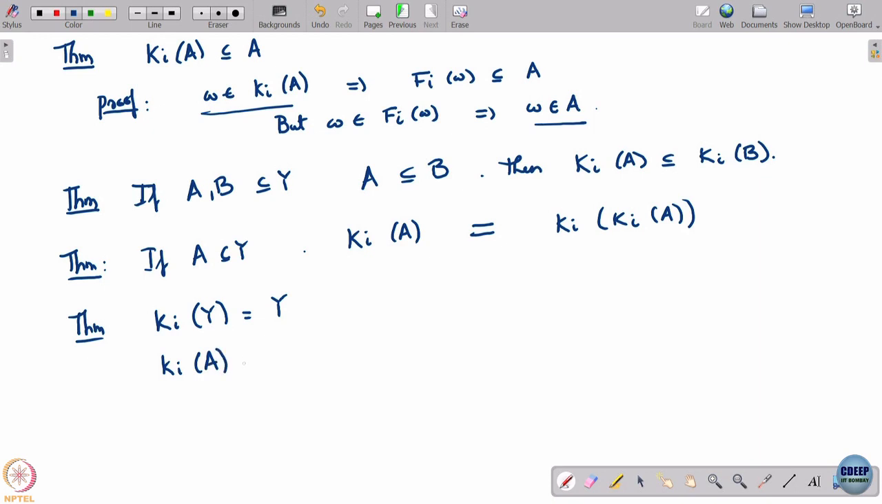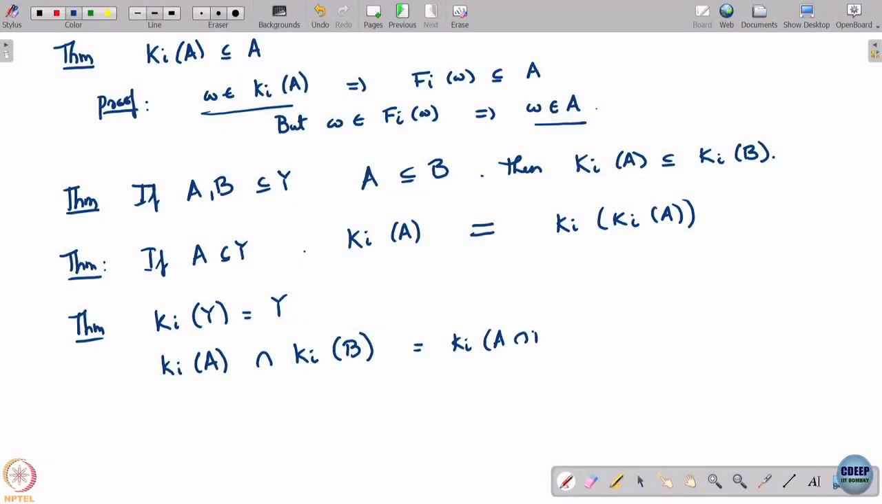Suppose A and B are two events, then what is this? Player I knows that A has occurred, player I also knows that B has occurred. So when player I knows that A has occurred and knows that B has occurred, he can put 2 and 2 together and knows therefore that A and B have both occurred. We are not proving this, it is very easy to prove. I'm skipping the proof. So the knowledge operator also satisfies this.